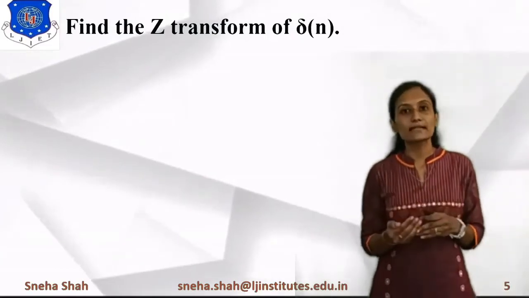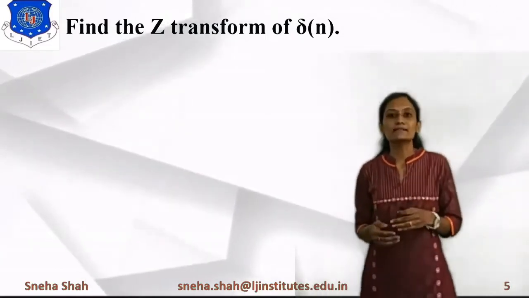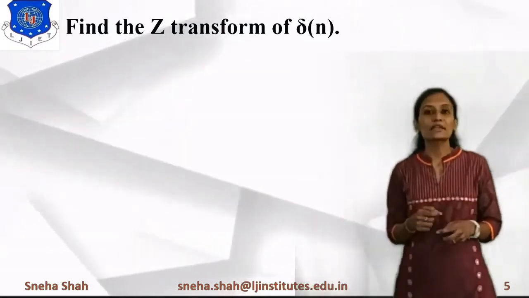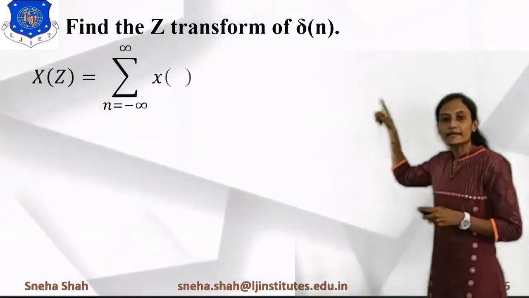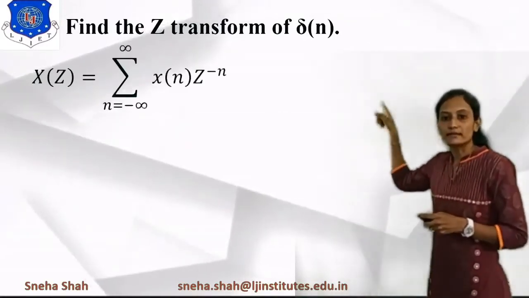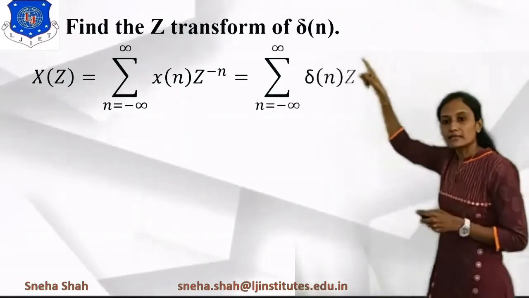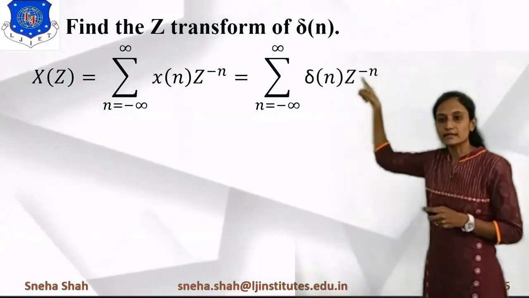First of all, I am starting to solve this example by using the equation of the bilateral z transform. So what is the equation? X of z equals summation n equals minus infinity to infinity x of n into z raised to minus n. Now in this, instead of x of n, I will take the value del of n. So over here I am putting del of n z raised to minus n.